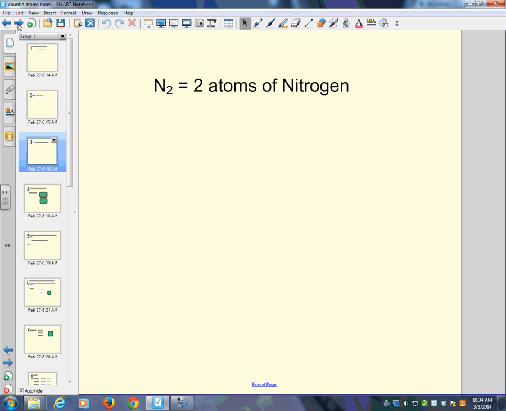If you've got something like this, N2, that means 2 atoms of nitrogen. Now these 2 atoms of nitrogen, would they be a covalent bond or would they be an ionic bond? Covalent.